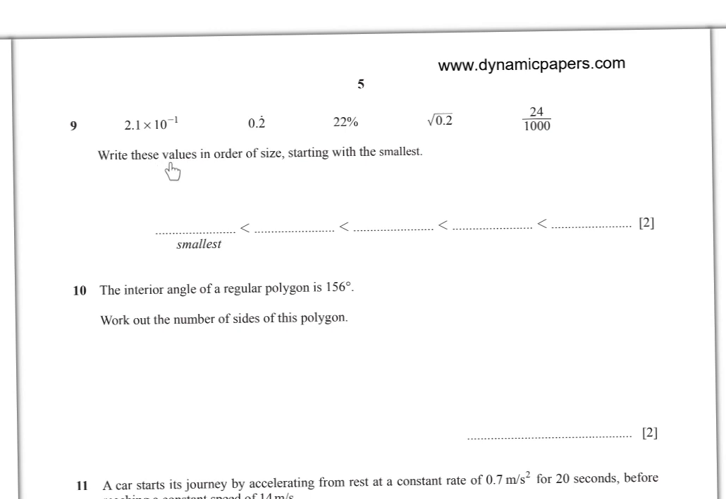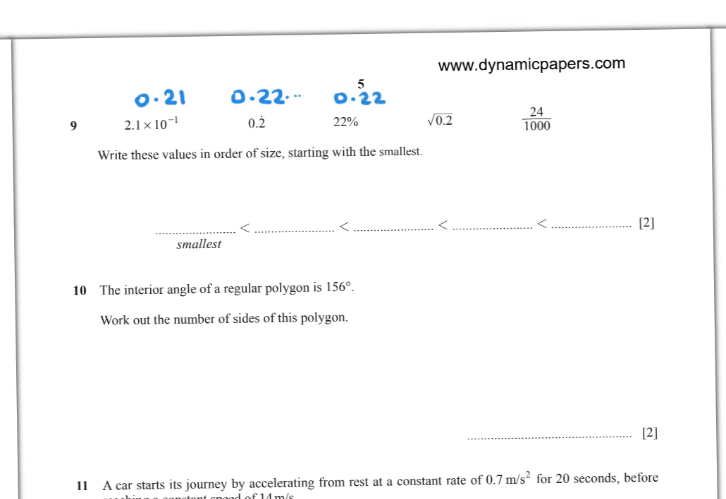Number 9, write these values in order of size starting with the smallest. So you can write all of them in decimal form. 2.1 times 10 power negative 1 in decimal form equals 0.21. 0.2 recurring, this means 0.2, 2, 2, and so on. 22%, this means 0.22.